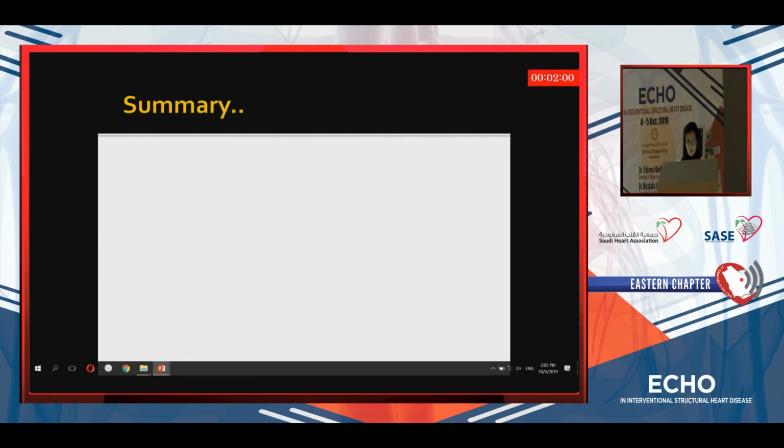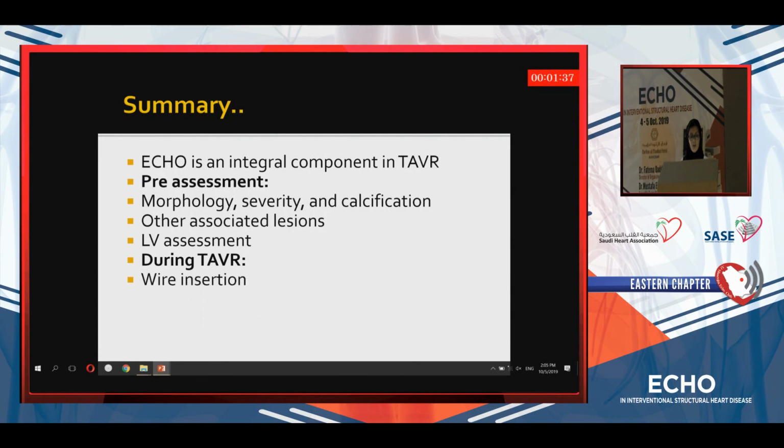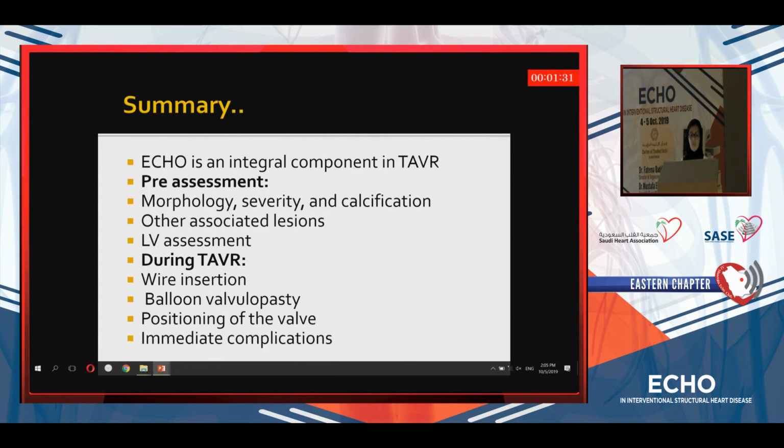So in summary, dear chairpersons, dear colleagues, echo has always been an integral component in TAVR, and it still has a role intraprocedurally. In the pre-assessment, you assess morphology, severity, and calcification, along with other associated lesions and LV assessment. But during the procedure, it's quite useful to help guide wire insertion, balloon valvuloplasty, positioning of the valve, and looking for immediate complications. Thank you very much.